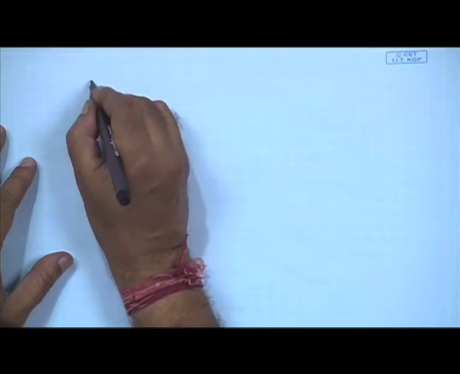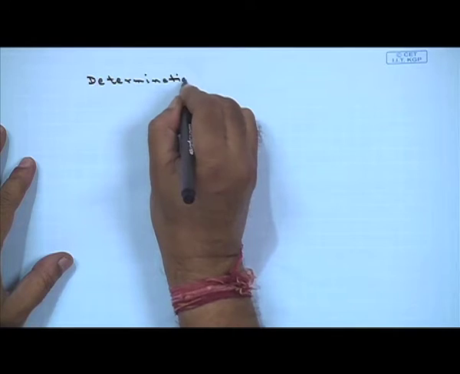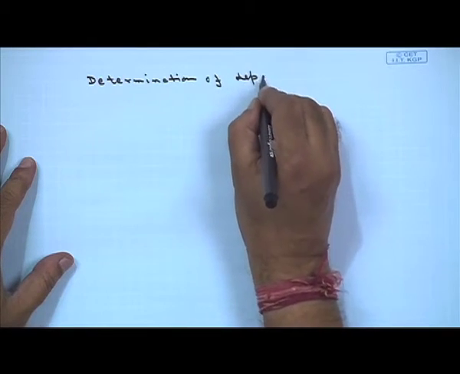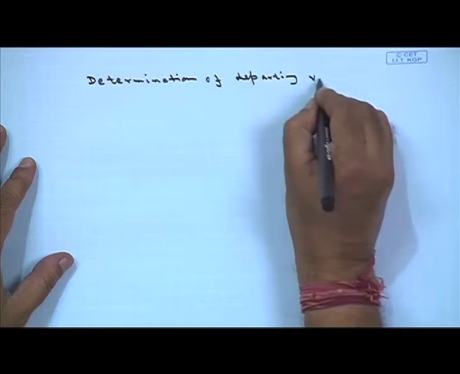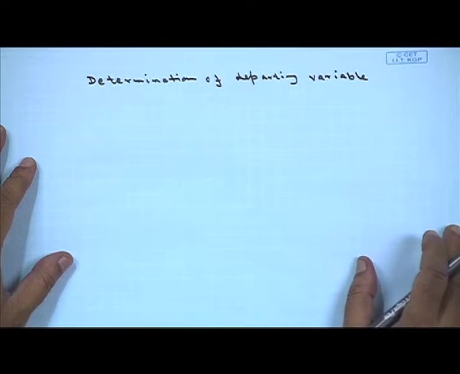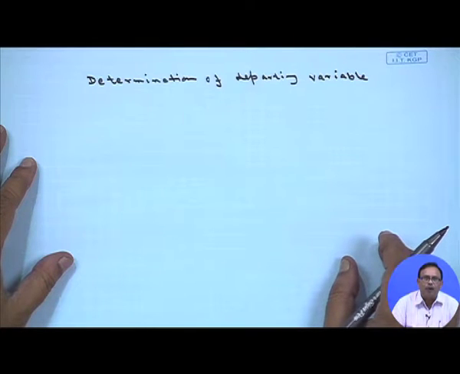Now, next one is determination of the departing variable, that is, which variable will go out from the basis. Earlier we told which variable will come into the basis. Since one vector is going into the basis, one vector or one variable should go out. So, next step is for this one.